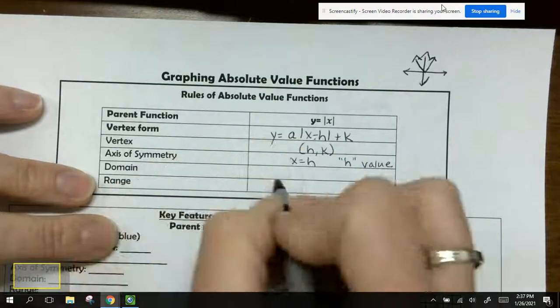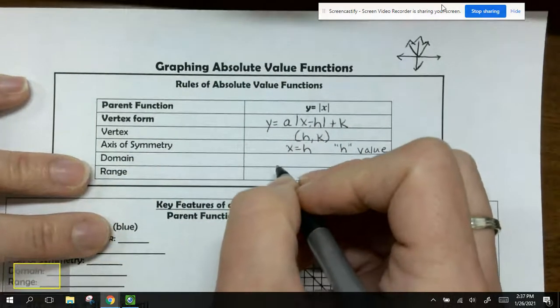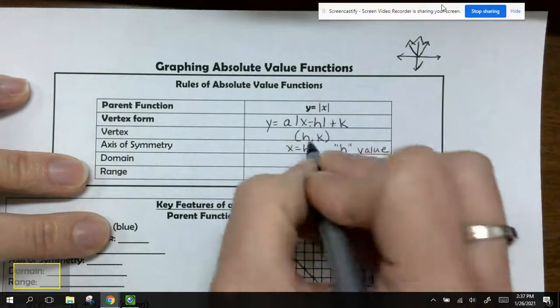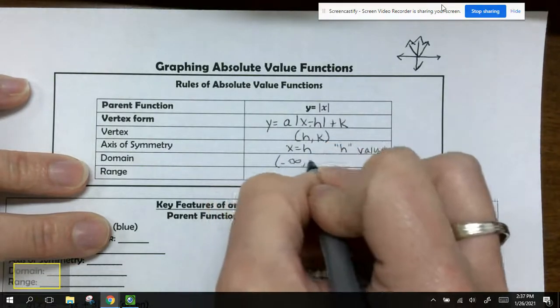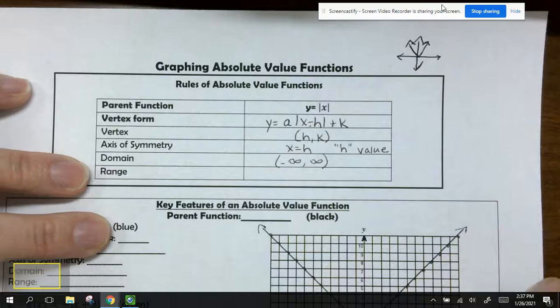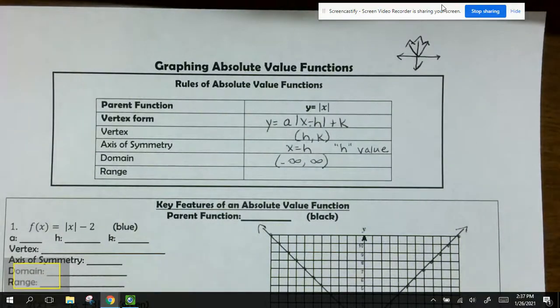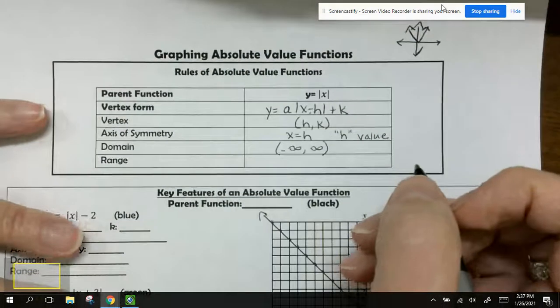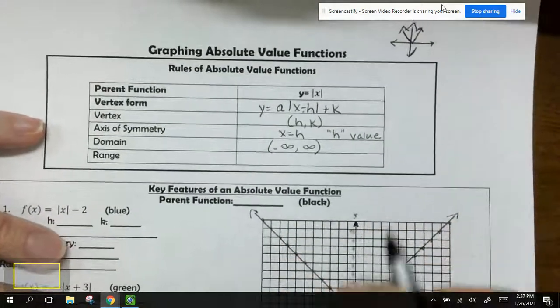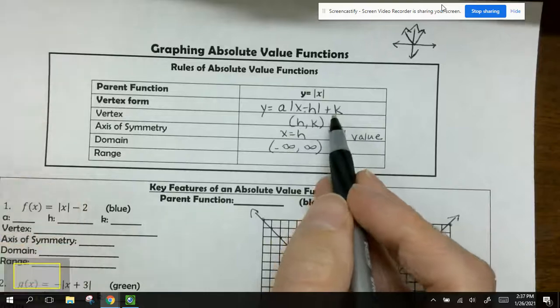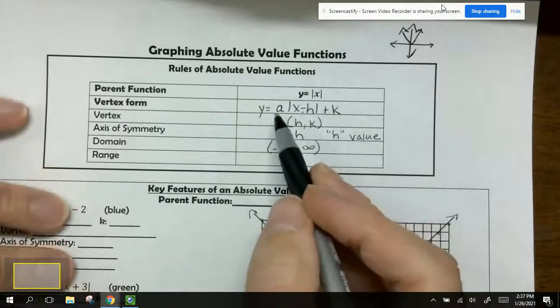And then the domain of all absolute value functions is the same as the domain of all quadratic functions. It's negative infinity to positive infinity. It will always be that. And the range is always going to be dependent upon your k, okay? There's two things that it actually depends on, the k and the a.